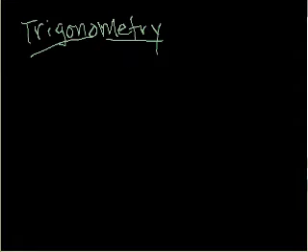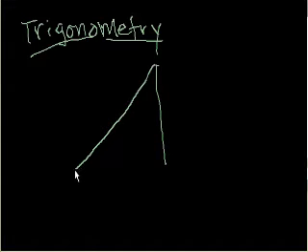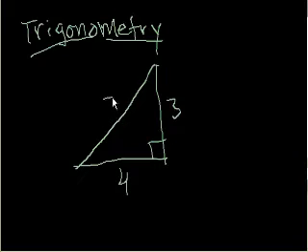So let's start with a right triangle. Let's see. So it's a triangle, and it's a right triangle. And just for simplicity, let's say that this side is 3, this side is 4, and the hypotenuse is 5. So the trig functions tell you that for any angle, what the ratios of the sides of the triangle are relative to that angle.